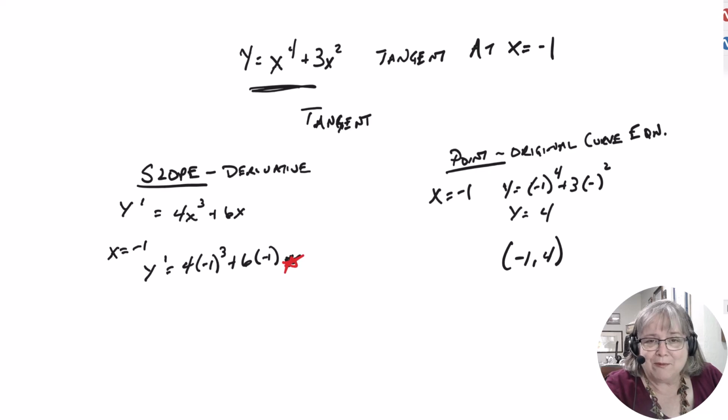But if you drop a sign or something like that and you're wrong, then I can't give you partial credit as to what went wrong. So show me something so I can give you partial credit. Now this y prime is actually the slope. So the slope at this point is -10.